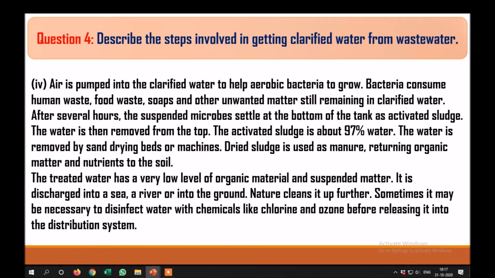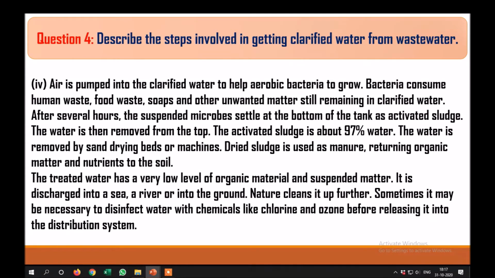The next step is air is pumped into the clarified water to help aerobic bacteria to grow. Bacteria consume human waste, food waste, soaps, and other unwanted matter still remaining in clarified water. After several hours, the suspended microbes settle at the bottom of the tank as activated sludge. The water is then removed from the top. The activated sludge is about 97% water. The water is removed by sand drying beds or machines.